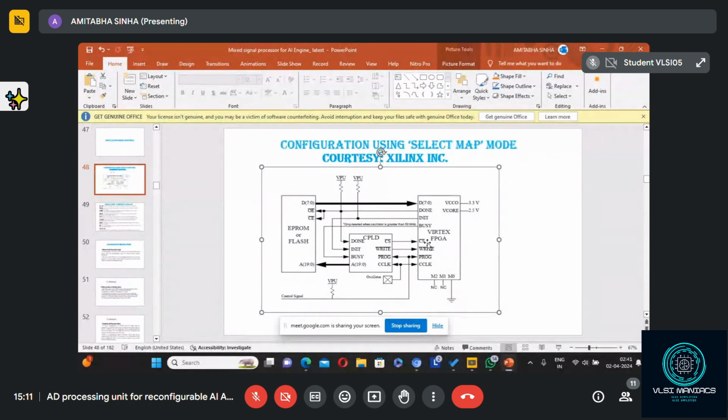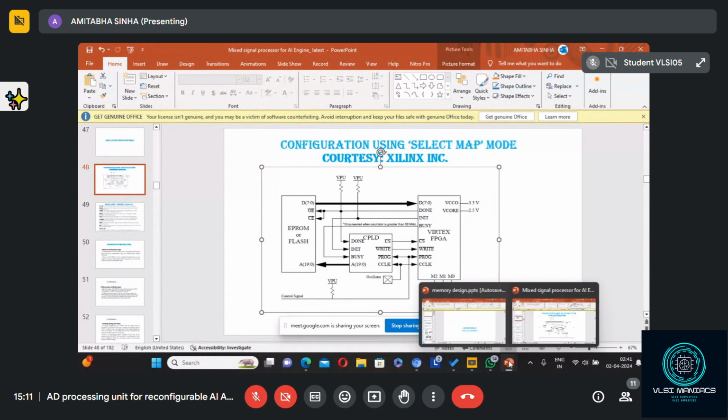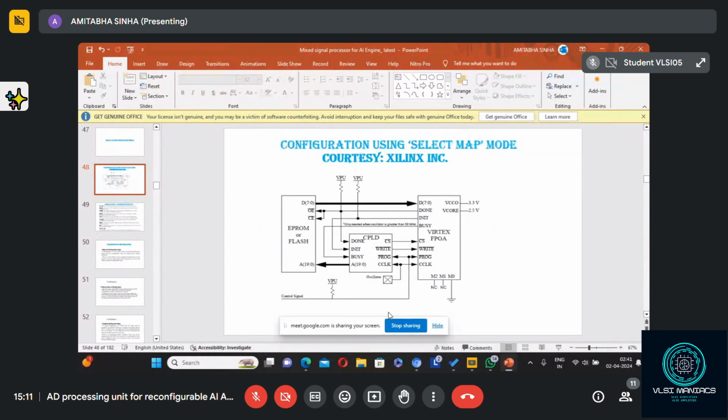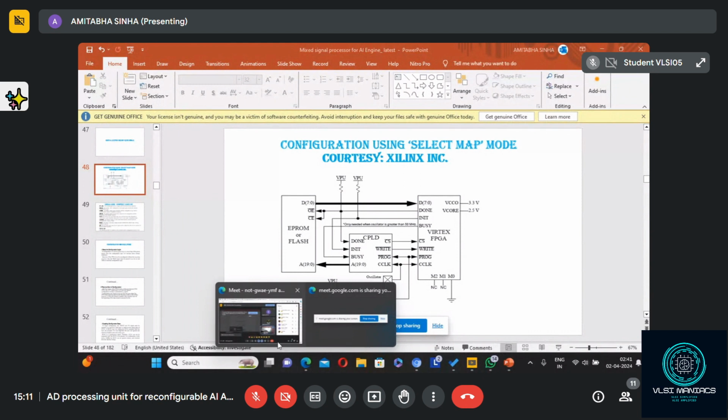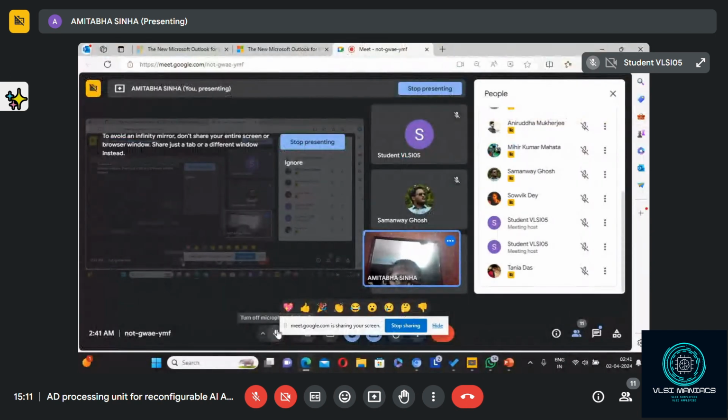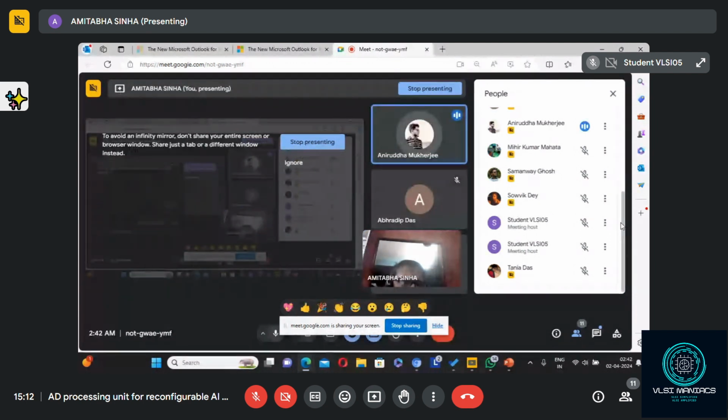So the pins that I have discussed for FPGA, the major pins, do you have any question? Do you understand it? Please respond, don't keep mum. Yes, sir. Sir, can you please show the diagram once again, sir, please?